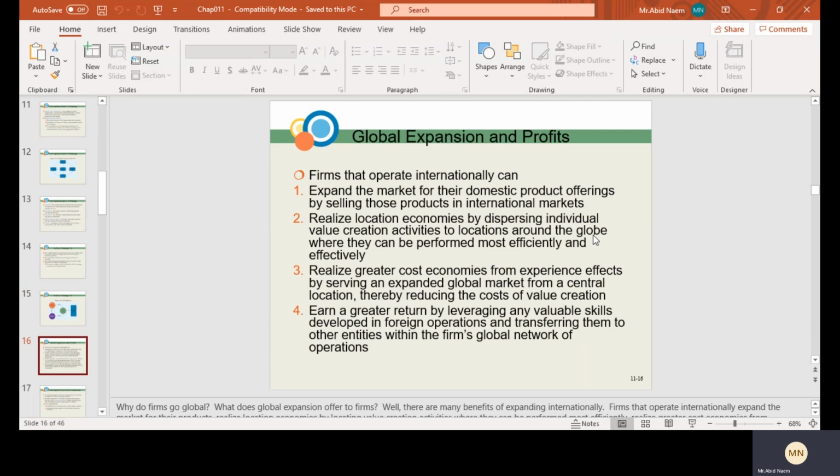So you should not concentrate your operational activities into one or two locations, but rather you should decentralize your production capacity operations to the areas or localities where the cost of manufacturing of the component is the lowest possible. Realize greater cost economies from experience effect by serving an expanded global market from a central location, thereby reducing the cost of value creation. And the last point can be earn a greater return by leveraging any valuable skills developed in foreign operations and transfer them to the other entities within the firm's global network of operation.